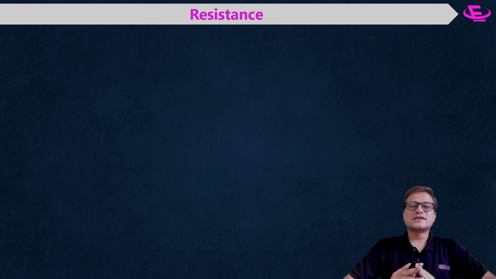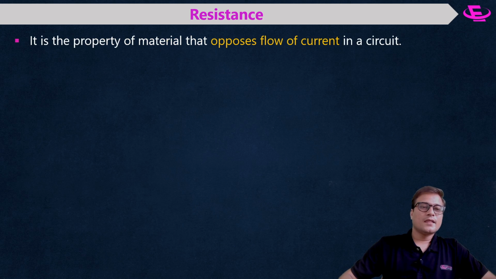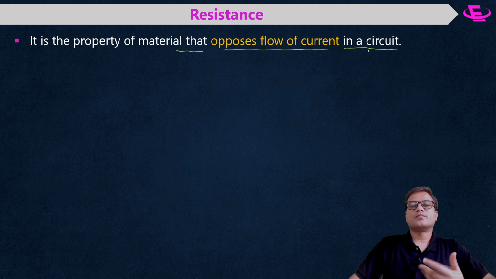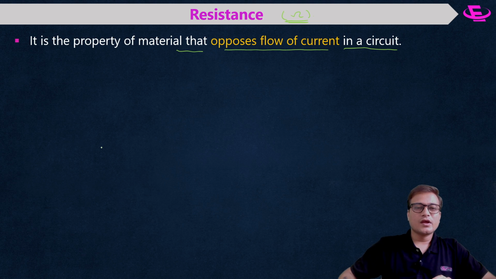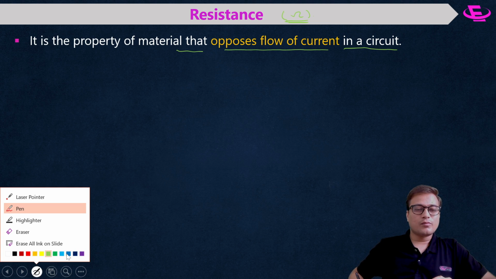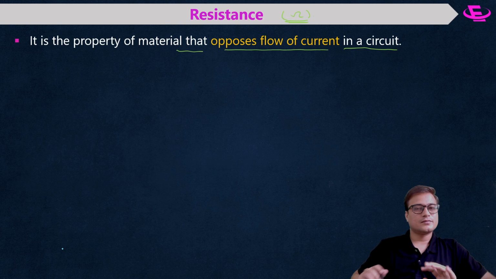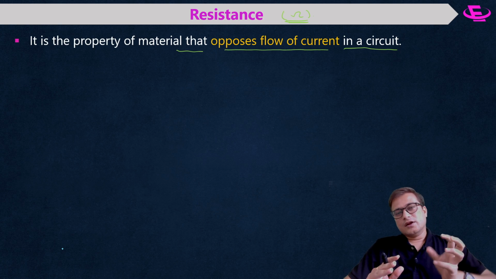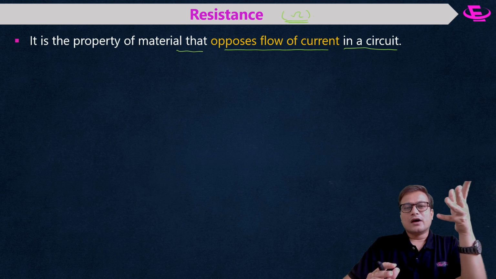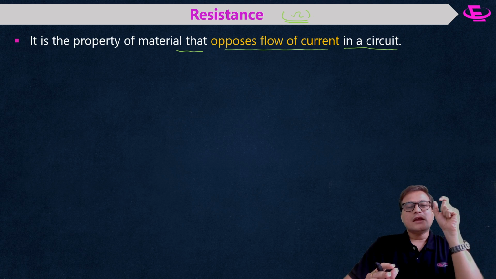Next, let us discuss resistance. What is resistance? It is the property of a material that opposes the flow of current in a circuit. Its unit is ohm. It is the property that opposes the flow of current. Clear? What I'm trying to tell you is that it only opposes the flow of current.